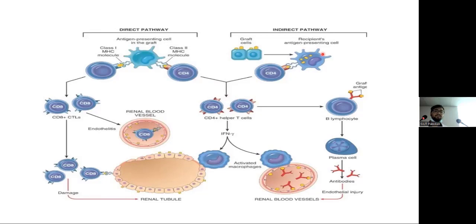And in the indirect pathway, this is the recipient antigen-presenting cell, and the antigenic peptides are presented by class 2 molecules to CD4 T cells. The CD4 T cells become activated, and they further activate macrophages with the help of interferon gamma. These activated macrophages attach to the tubular epithelium and cause tubulitis. The T cells also further activate B lymphocytes, and B lymphocytes activate plasma cells, which helps in antibody formation. These antibodies further attach to the renal blood vessels and endothelium, causing endothelitis and injury. These are the direct and indirect pathways.